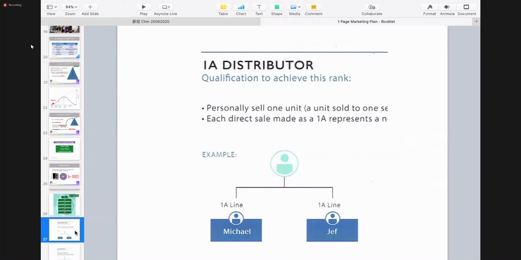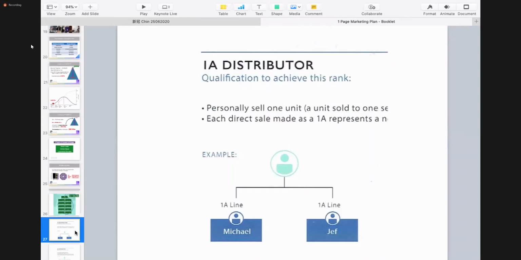So now Enagic is going to pay you commission, right? Because Michael bought the machine, you're going to be paid commission. How much are you going to earn? 1,000. So Michael bought the machine, you get 1,000. Now, if Jeff bought the machine, you will get another 1,000. So these 2 friends bought the machine, you get 1,000 each.